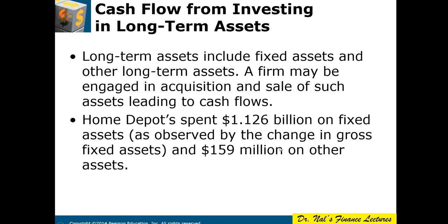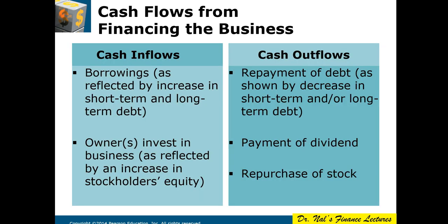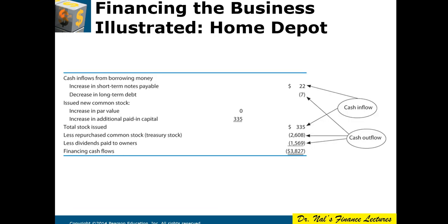Cash flows from investing in long-term assets can also be accounted for. Just looking at the financial statements for Home Depot, we realize that Home Depot spent $1.1 billion on fixed assets and $159 million on other assets. So that's a cash outflow that we need to account for. And then ultimately we can bring together those cash inflows and cash outflows. I'm not saying this is easy. Usually students struggle the most in this topic, but ultimately that's how it's done. And so this way we are able to come up with the overall cash flow.